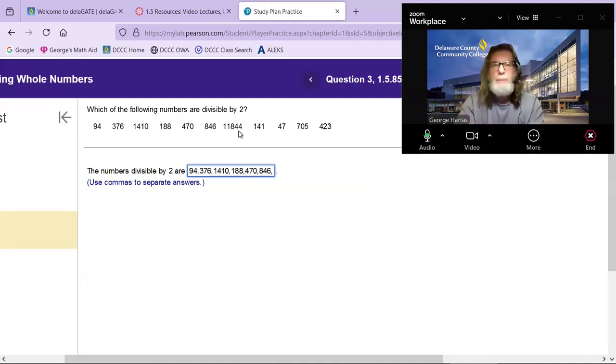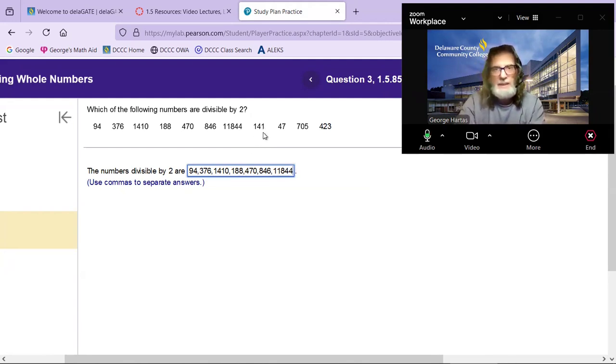11844. It doesn't matter how big the number is. If the last digit, the right-hand digit, is even, 0, 2, 4, 6, 8, then the whole number is even. So therefore 2 divides into this thing. So 11844. Now, the next one is 141.